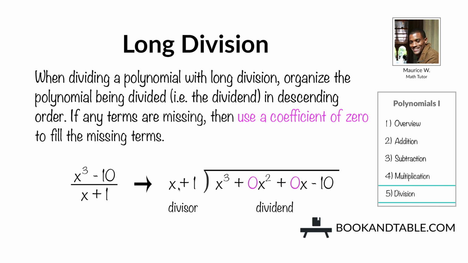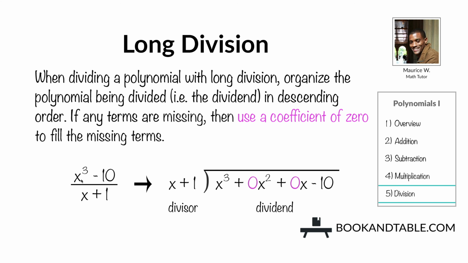And outside of it, we have our divisor, which was previously our denominator. So the two parts in long division are the dividend inside the long division symbol and the divisor outside of it. And descending order means you're organizing it so that the largest exponents are furthest to the left and the exponents are going down as you move towards the right.